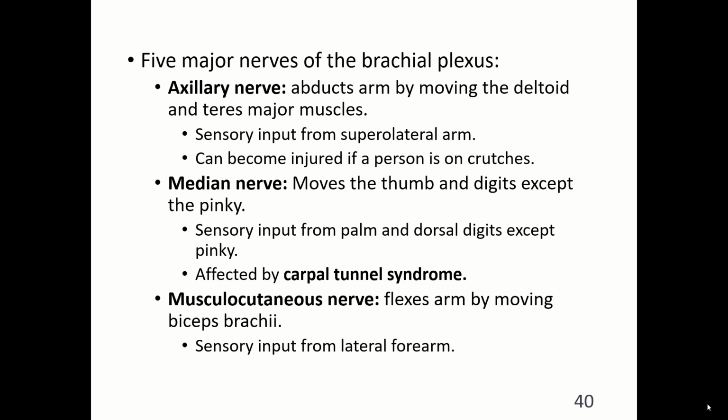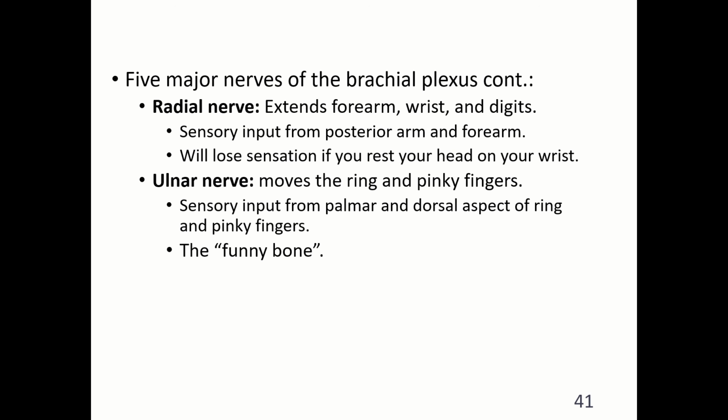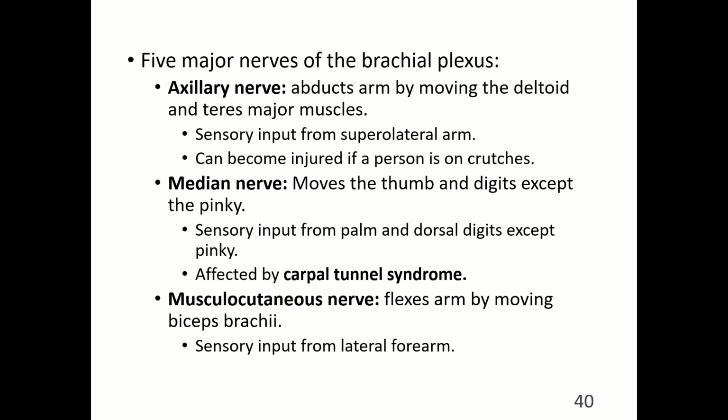The 5 major nerves include the axillary nerve, the median nerve, the musculocutaneous nerve, the radial nerve, and the ulnar nerve. Let's look at the axillary nerve first. If you remember, axillary is going to be near the armpit. The axillary nerve will abduct the arm or move it laterally away from the midline of the body by moving the deltoid and the teres major muscles.